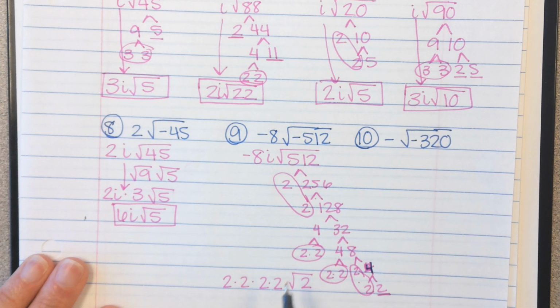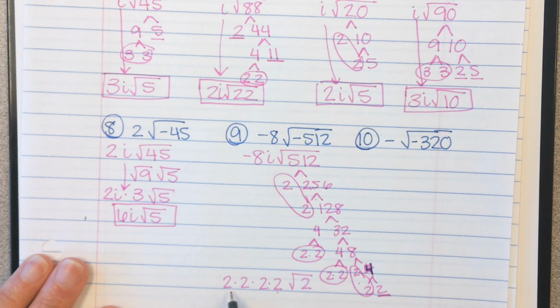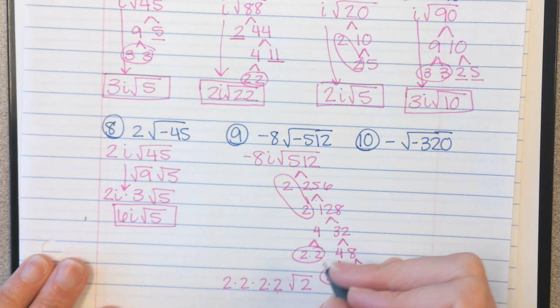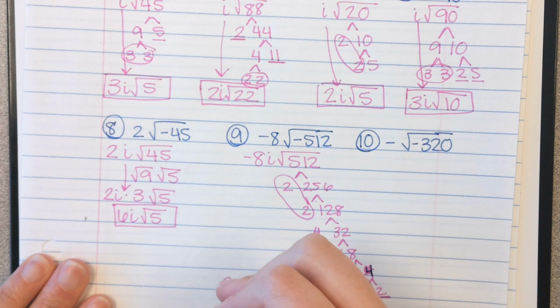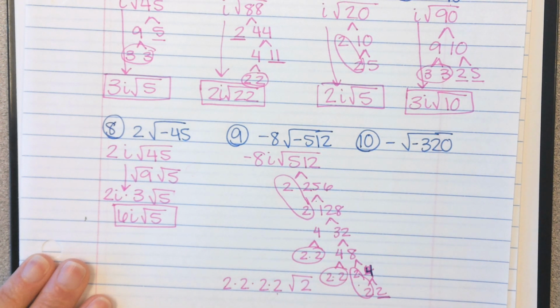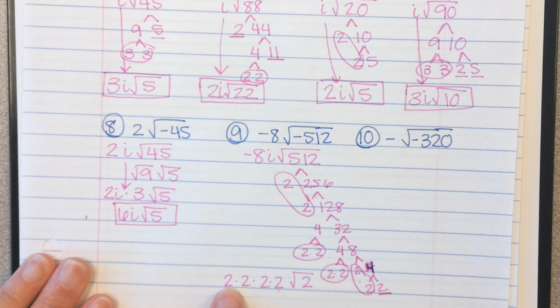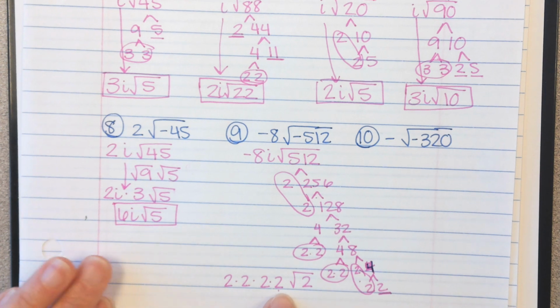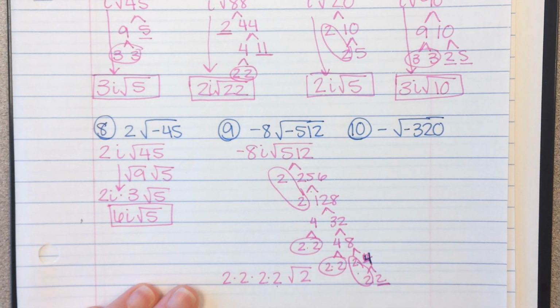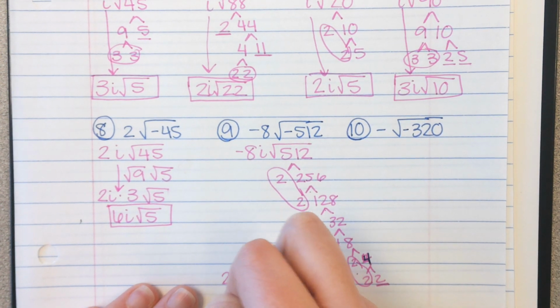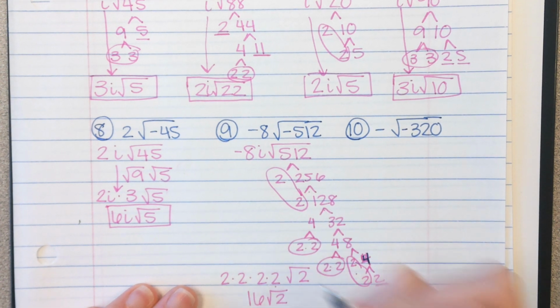So 2 times 2 times 2 times 2, that is 16. Right? No. Oh, wrong. 2 times 2 is 4. 4 times 2 is 8. 8 times 2 is 16. Okay, yeah, I was right. Sorry. All right. So I have 16 square root of 2.